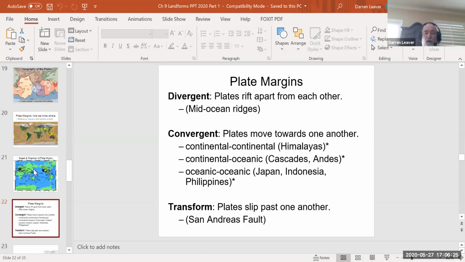So there are 3 plate margins. Plates are either going to move away from each other, move into each other, or move side by side. So we break that into divergent boundaries, those that move apart, like in the mid-ocean ridges. Convergent, that's when plates come together, and we'll see that there are 3 varieties of those. And there's also transform, the ones where they move side by side, like the San Andreas Fault.